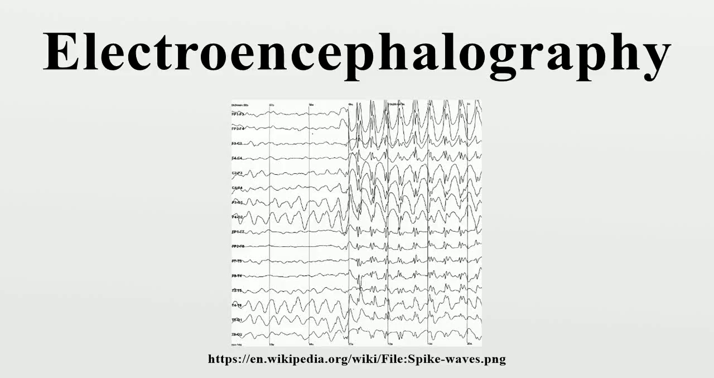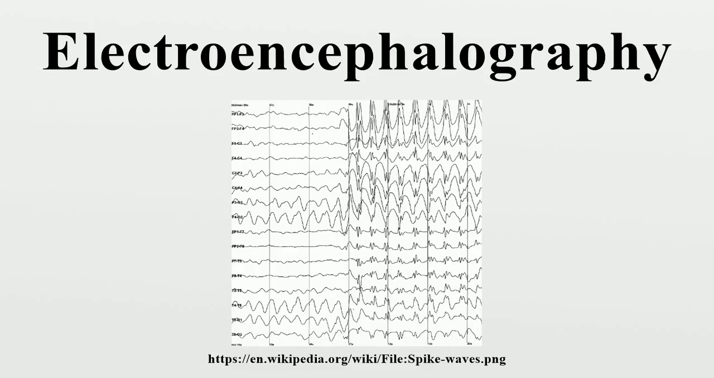Electroencephalography is an electrophysiological monitoring method to record electrical activity of the brain. It is typically non-invasive, with the electrodes placed along the scalp, although invasive electrodes are sometimes used in specific applications. EEG measures voltage fluctuations resulting from ionic current within the neurons of the brain.